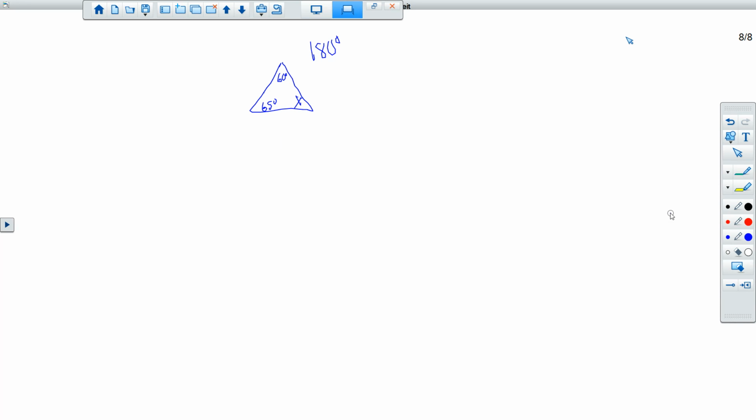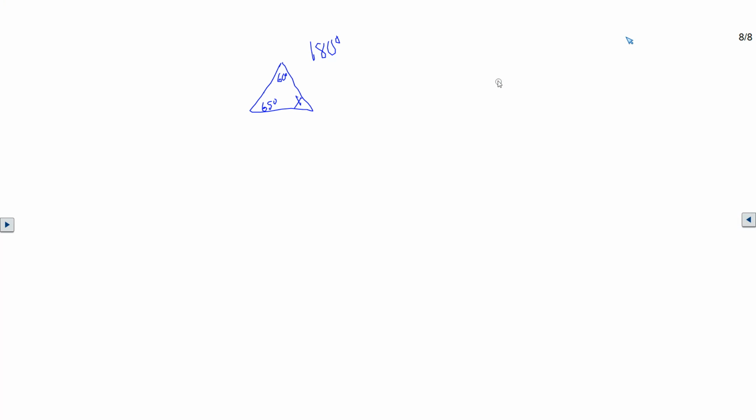Well, we know several things. We know one, the total's 180 degrees. So we know two of these angles, so we know that we can take off both of those. Let's add them together and see how much they come up to. 5, 12, 125. If I take that off of there, borrow, we end up with 55 degrees. So we know that X is equal to 55 degrees.